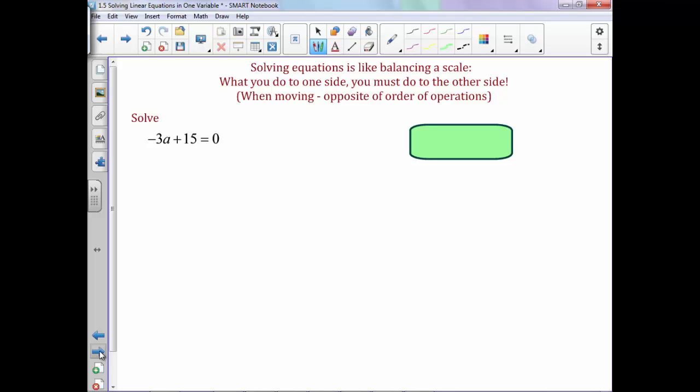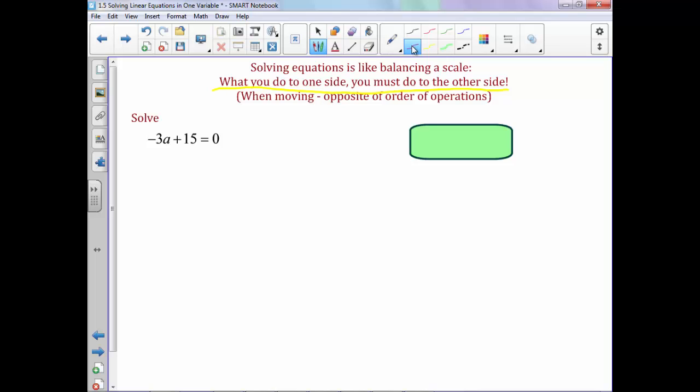Alright, so when we solve equations, it's like balancing a scale. What you do to one side, you have to do to the other side. And this is key. When you move from one side of the equation to the other, you want to go in the opposite order of operations. So this first one, last in order of operations was addition and subtraction, so that means it's first here.